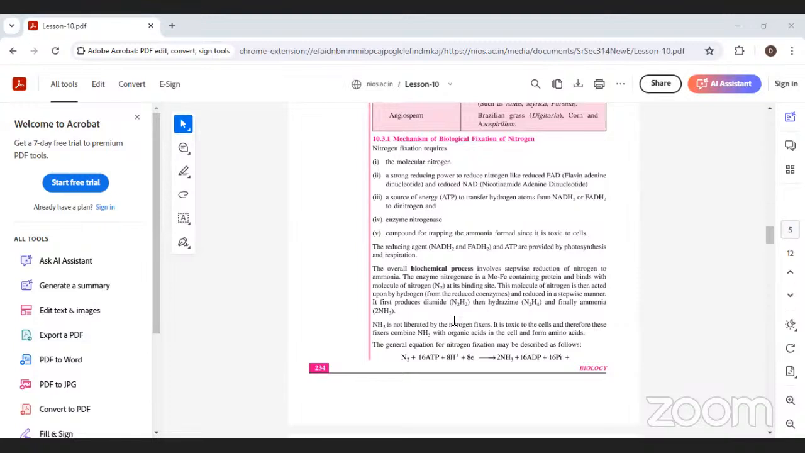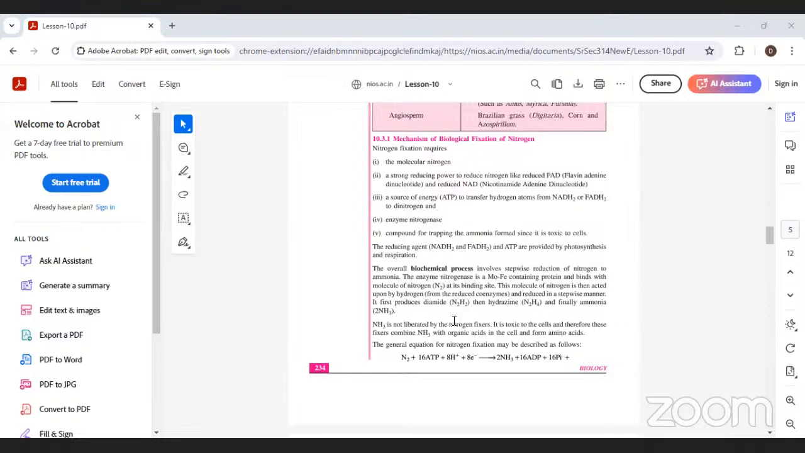And how is nitrogen converted to ammonia? The nitrogenase enzyme has two proteins that are most important. One is the molybdenum-iron protein and the second one is the iron protein. These two proteins are very important, and they bind with a molecule of nitrogen, that is called N2. The N2 has a binding site.